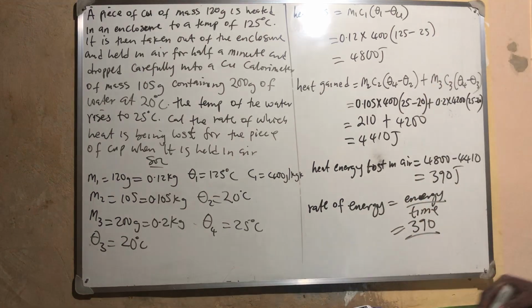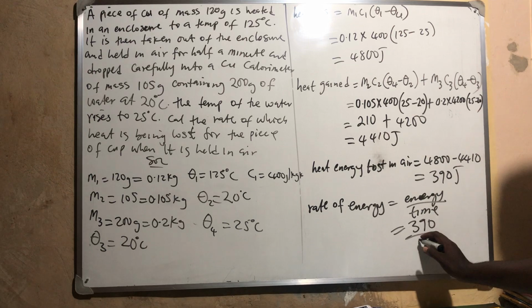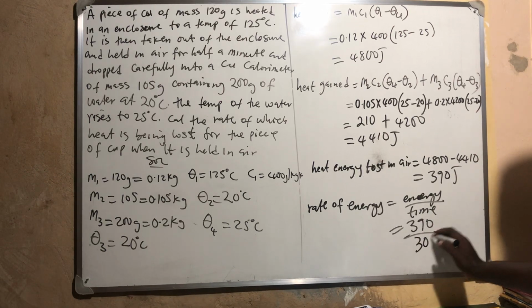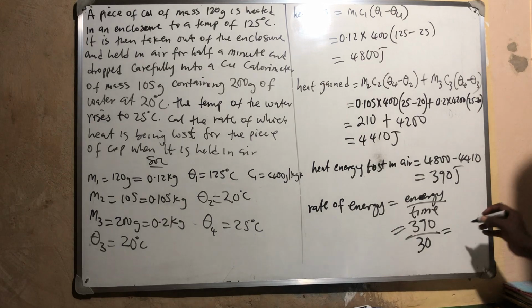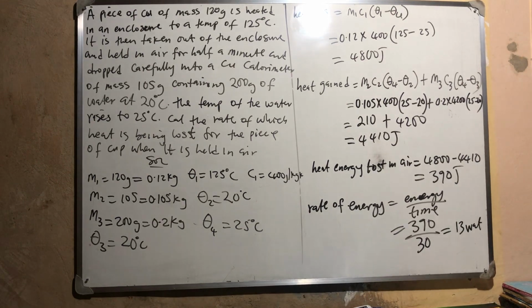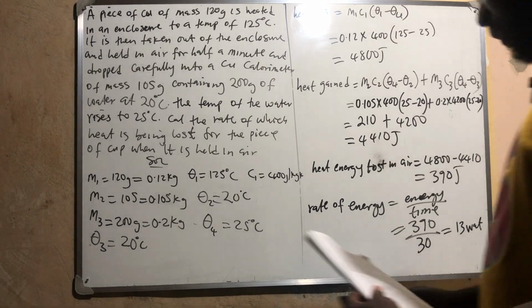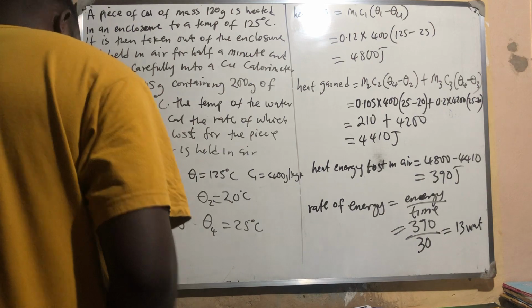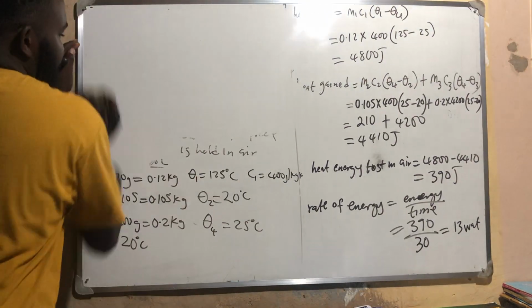The energy lost is 390, and the time is half a minute, which is 30 seconds. So you have 390 divided by 30, which gives 13. That is 13 watts, or joules per second, either one, anyone you like. So it's a very simple question.